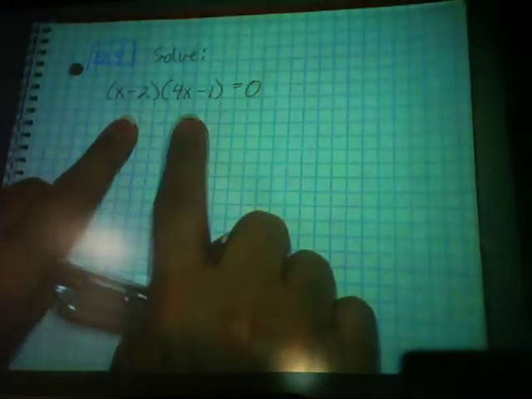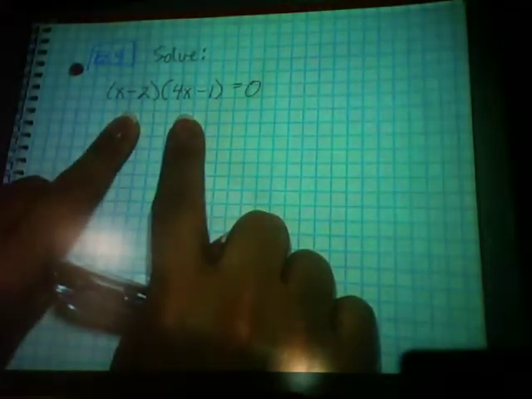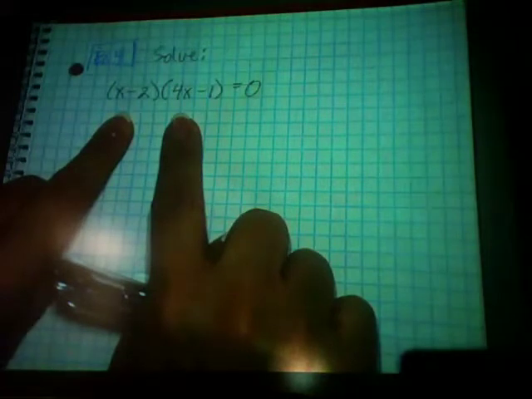So what if I gave you this, and this is what you'll see in your homework. Example 4. You are to solve, and your problem is going to look like this: x minus 2 times 4x minus 1 equals 0. You're going to get to the point where you can do this yourself, but for right now, you're going to be given this today.